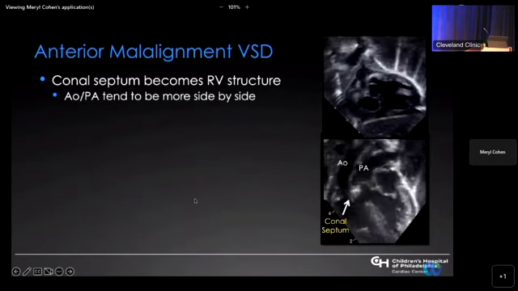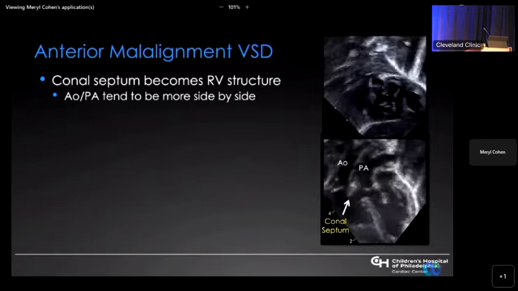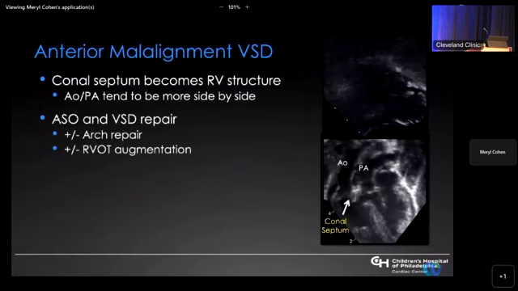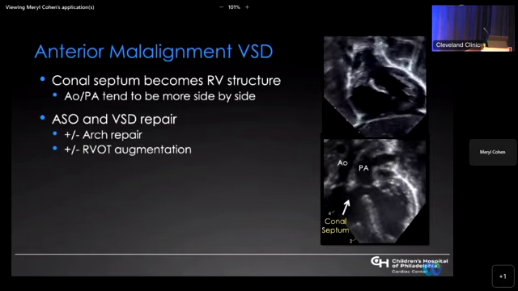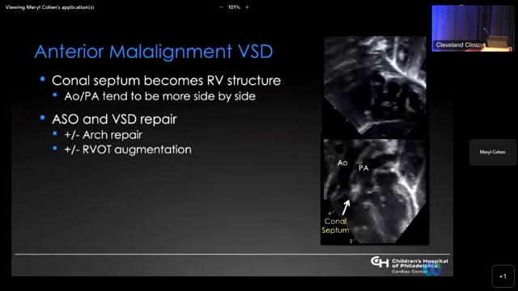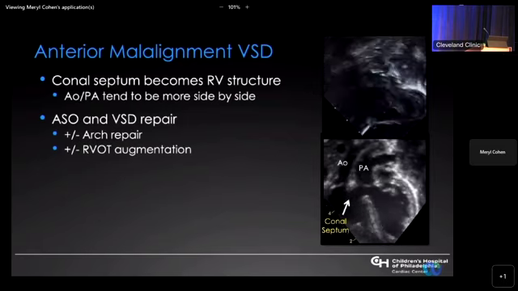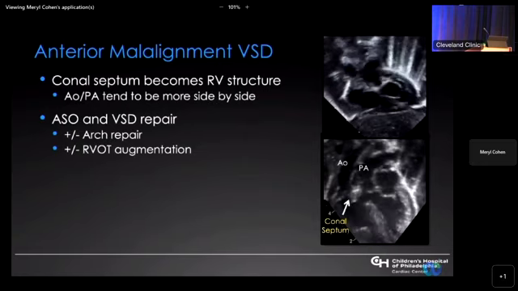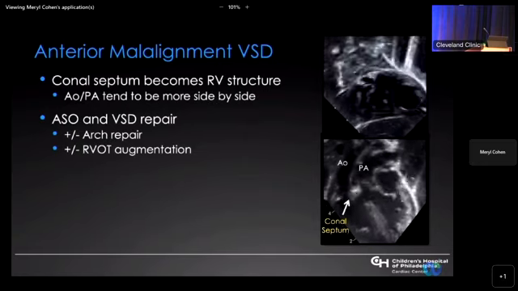In this setting of anterior malalignment, the aorta and the pulmonary artery tend to be more side by side, and this will require a fairly complicated neonatal repair, which includes the arterial switch and VSD closure.